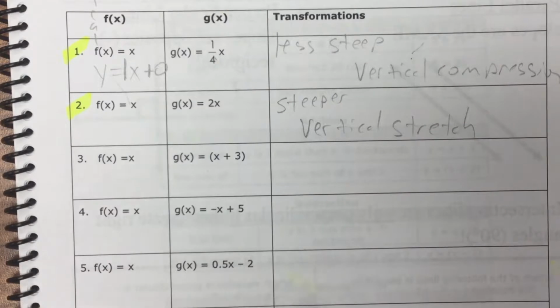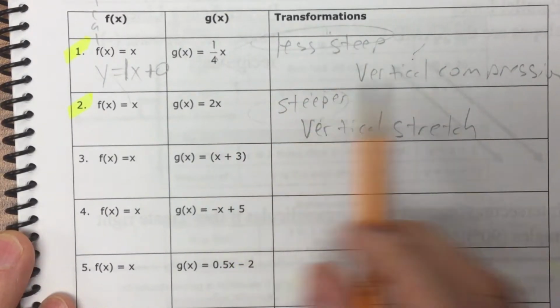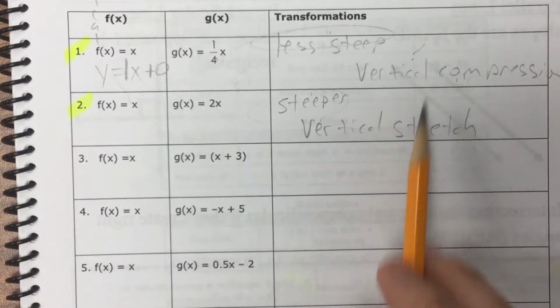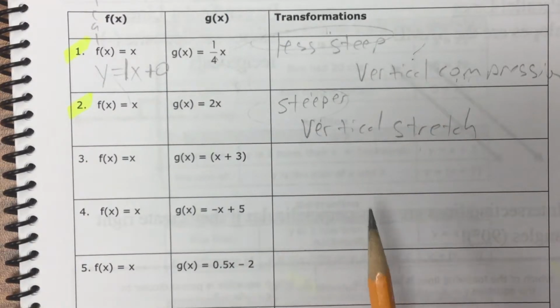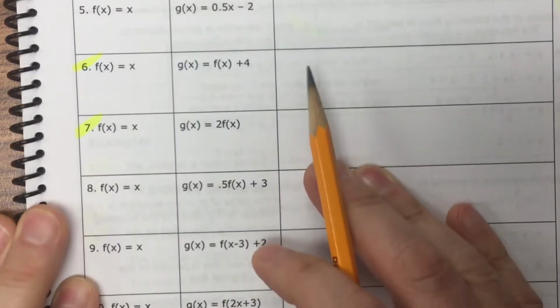Okay? When you're dealing with lines, the most important thing is to understand steeper or less steep. I know this is a little bit challenging. This is easier with parabolas, which we'll get to later in the book. Let's move down to number 6.